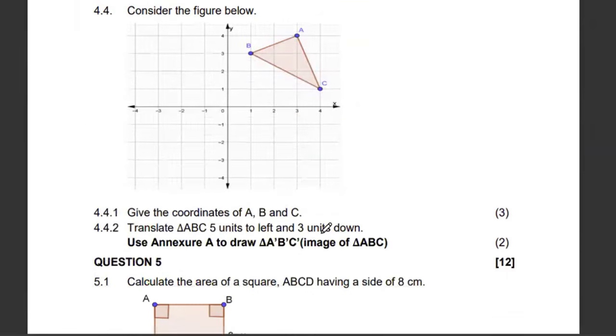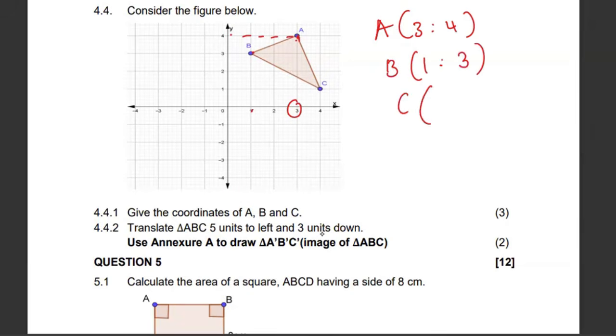Then consider this figure below. Can we give the coordinates of A, B, C? So how do we read the coordinates? So we know that A, take the X values here. Okay, this line is X3. And then Y is 4. Then look at B. At this point of B, X is 1, Y is 3. And then C, X is 4, Y is 1.